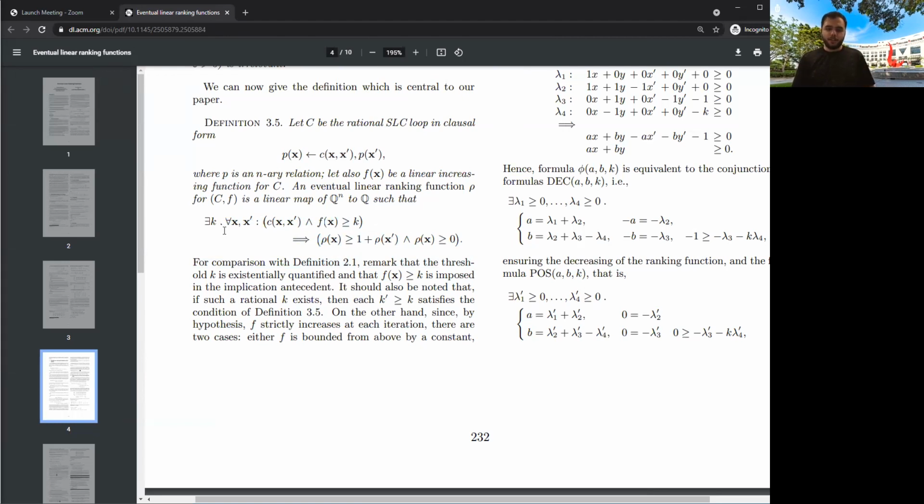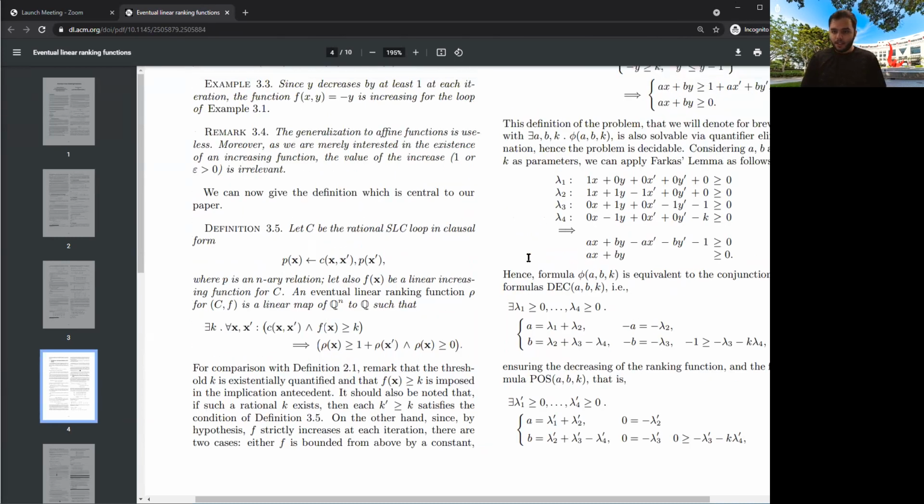The constraint just says that for every possible valuation, if some linear inequalities hold, then some other linear inequalities should also hold. So you can definitely just apply Farkas lemma here as well. It's a bit more complicated than normal ranking functions, but all of these steps are the same. In the end, you will get a polynomial size LP instance, and you can solve it in polynomial time. So this is the whole point of this paper.